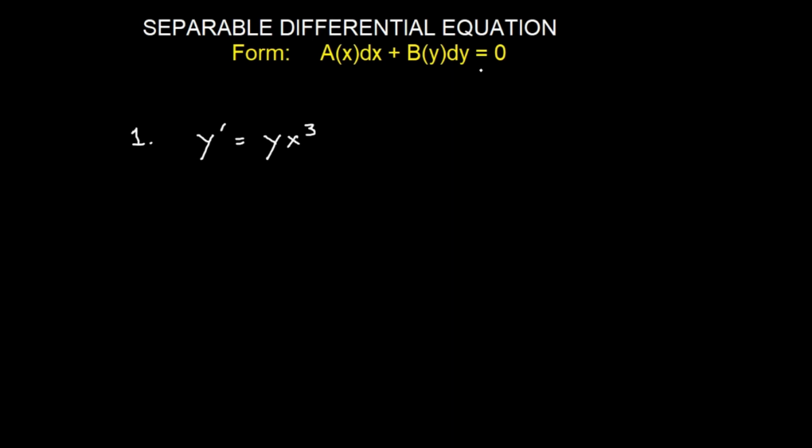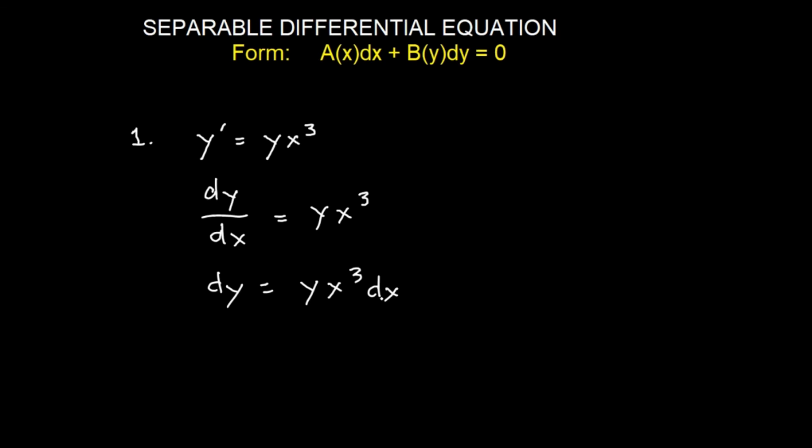Okay? So mag-start tayo sa first one. We have y prime equals yx cubed. So how we are going to solve this differential equation? First, we will transform y prime into dy over dx equals yx cubed. Then after that, cross multiply. So we have dy equals yx cubed times dx.